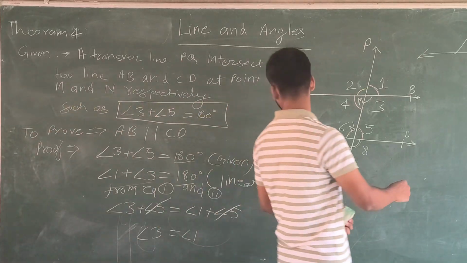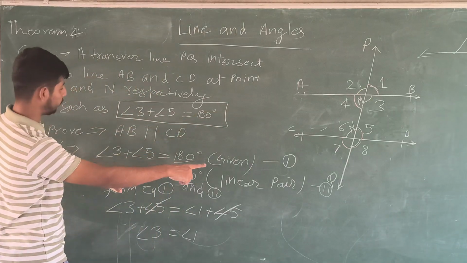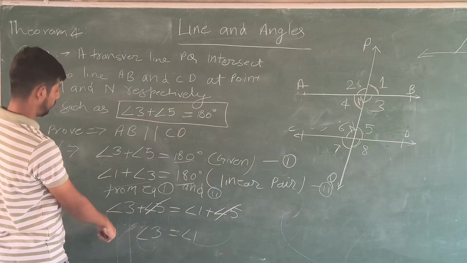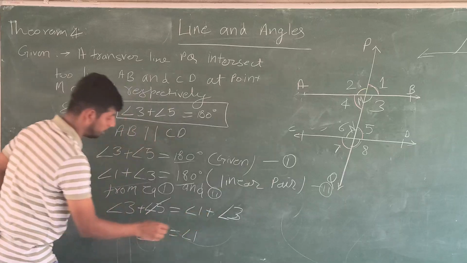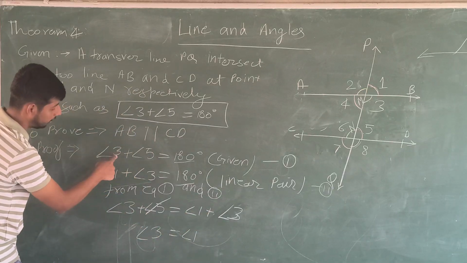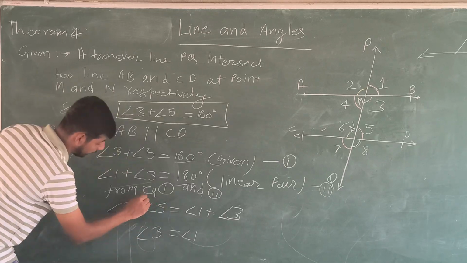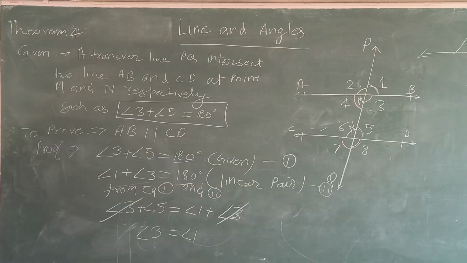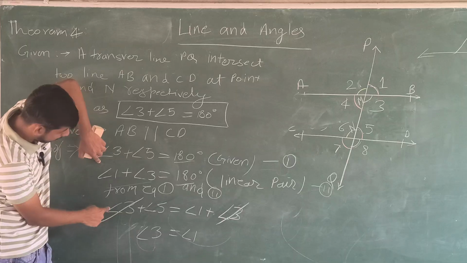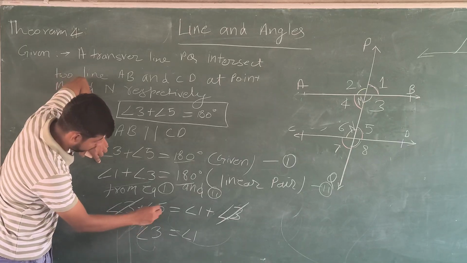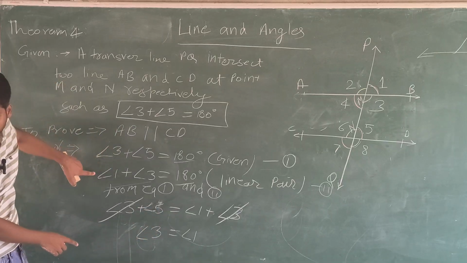Sorry, we have to cancel out angle 3 here, because on one side it is 1 plus 3 and on this side it is 3 plus 5. So angle 3 is getting cancelled out. From equation 1, it is angle 3 plus angle 5. And from equation 2, tell me.